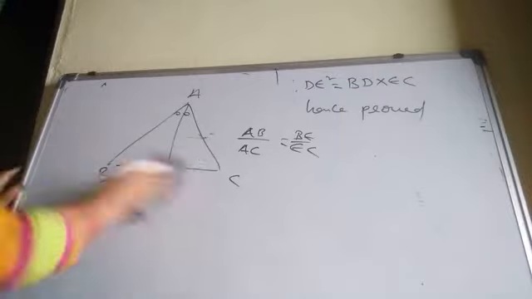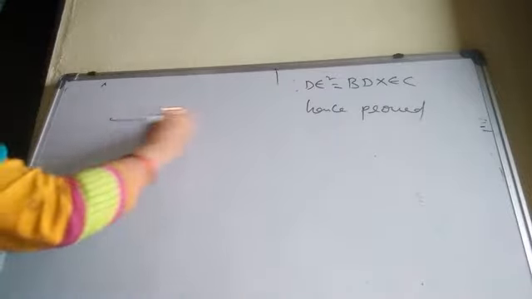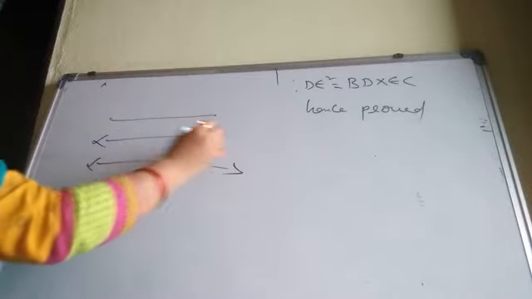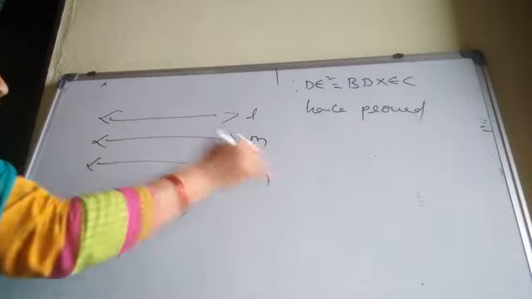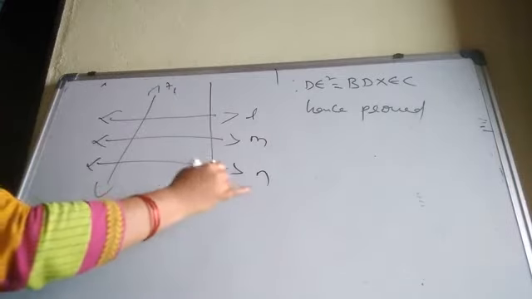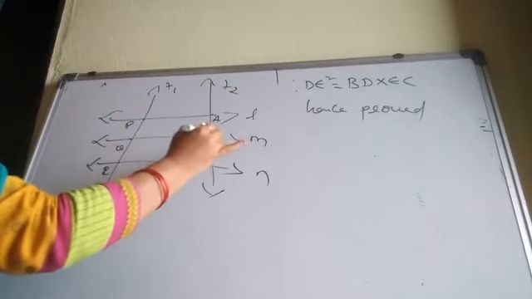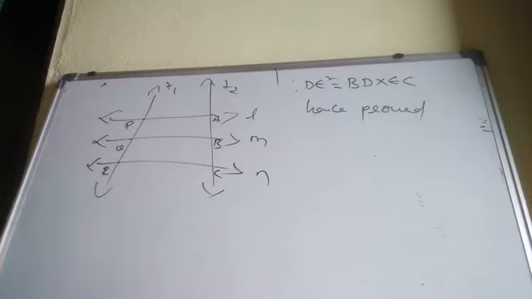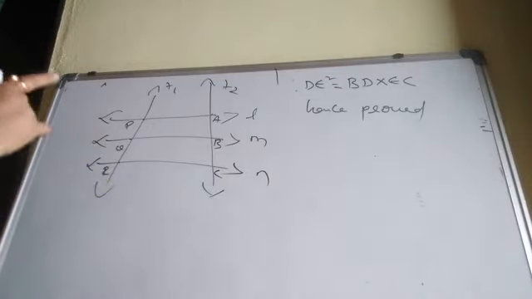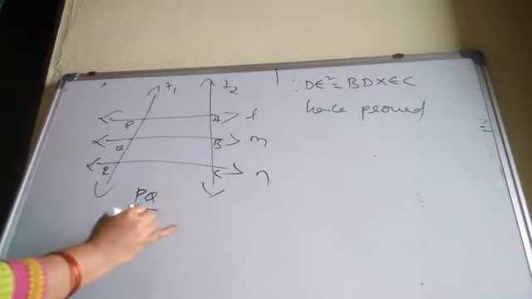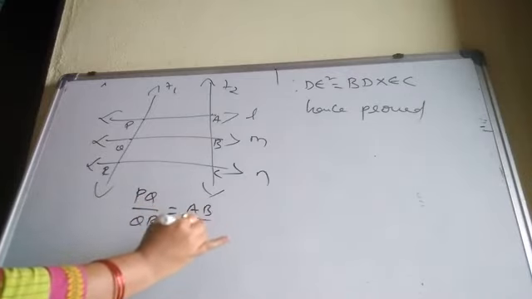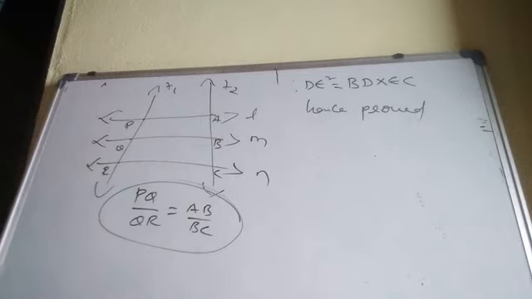Property of three parallel lines what? Draw three parallel lines here, L, M and N, and two transversals, T1 and T2. P, Q, R. Here A, B, C. These are what? Intercepts. The ratio of intercepts of a transversal is equal to the ratio of the corresponding intercepts of another transversal. PQ upon QR equal to AB upon BC. This is the condition of the property of three parallel lines and their transversals. That is about your second exercise.